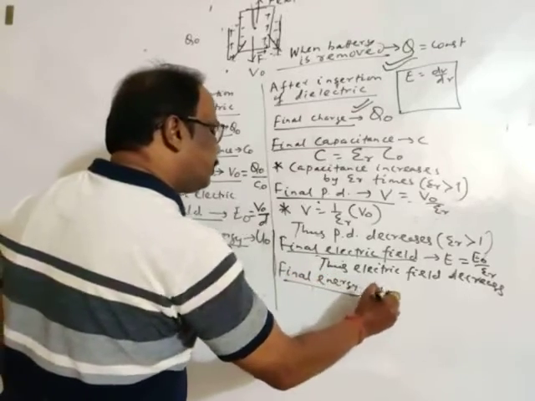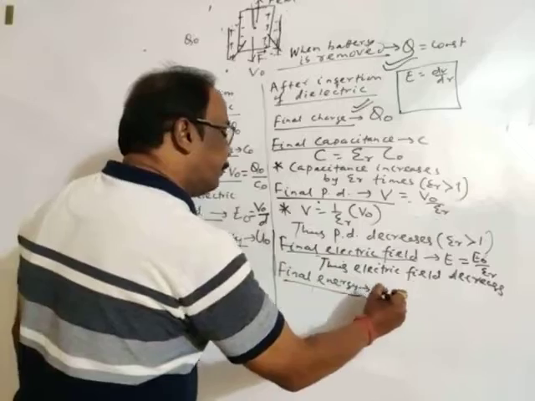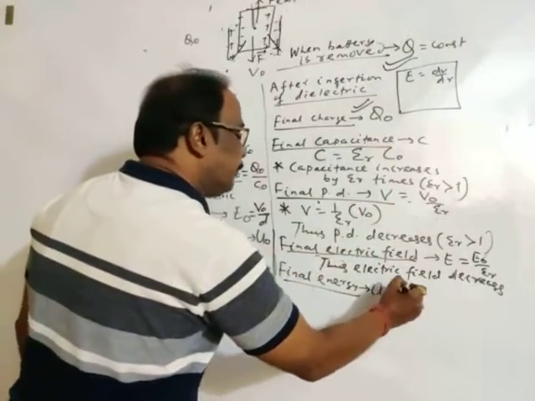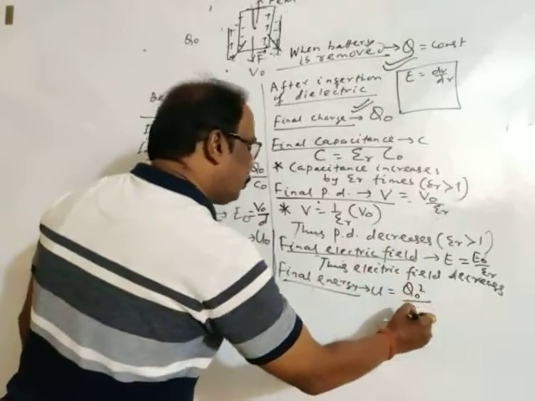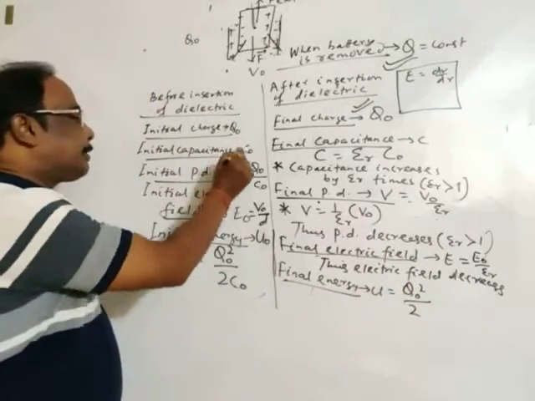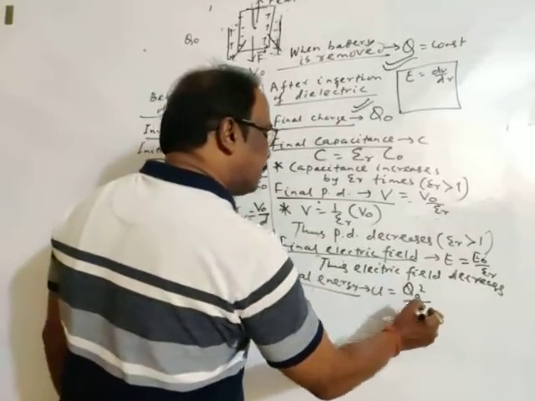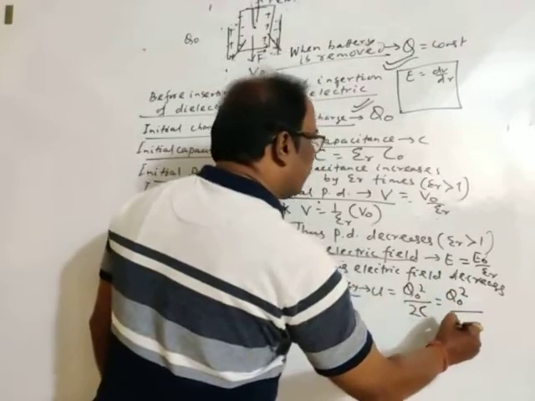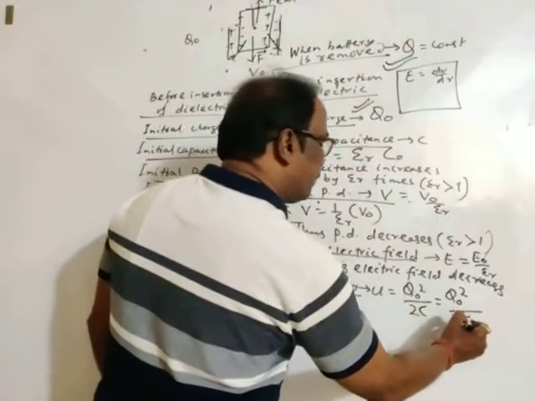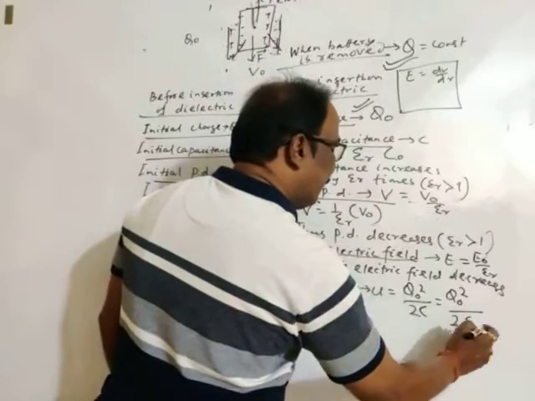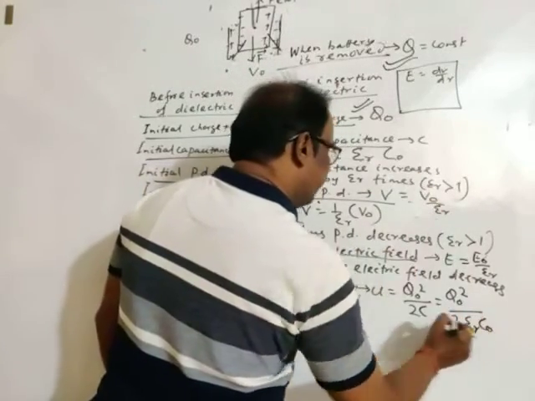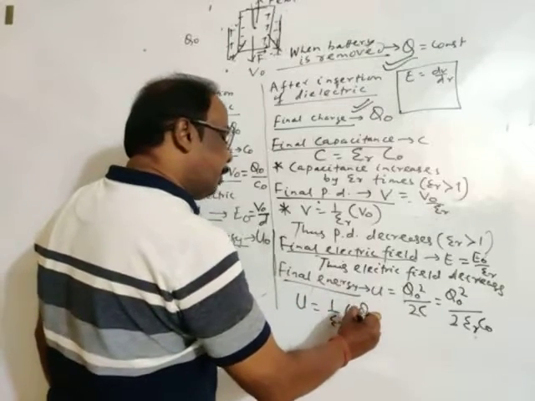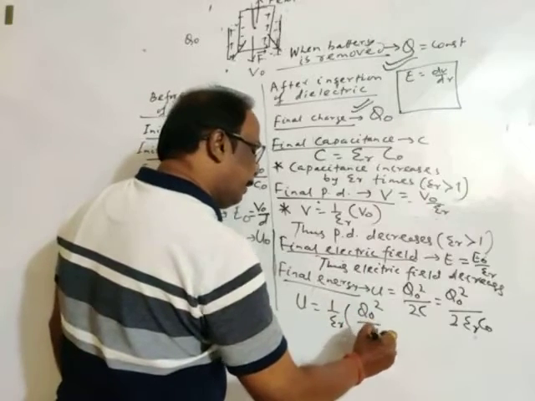Let final energy be U. Then U is equal to Q naught square divided by 2. Here initial capacitance is C naught and final capacitance is C. So what will be the result? Q naught square divided by 2, and in place of C we will write epsilon R into C naught. So final energy is 1 by epsilon R times Q naught square divided by 2 C naught.